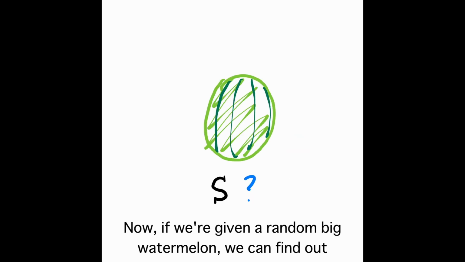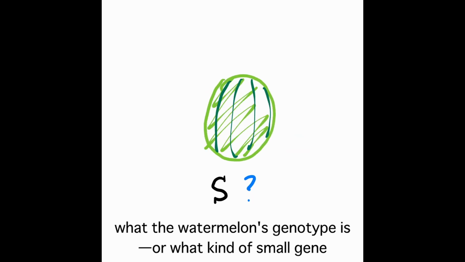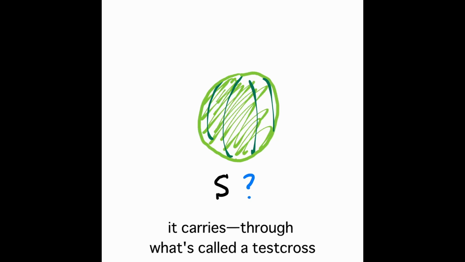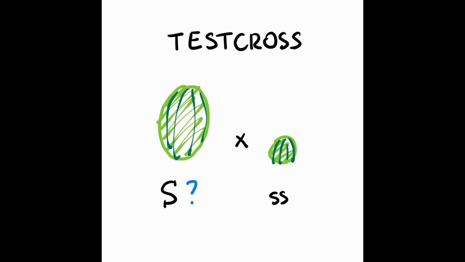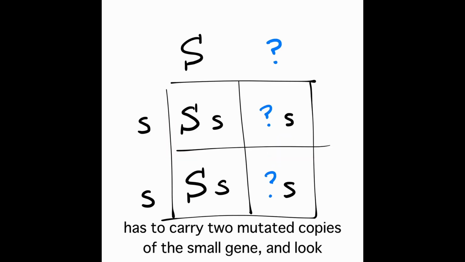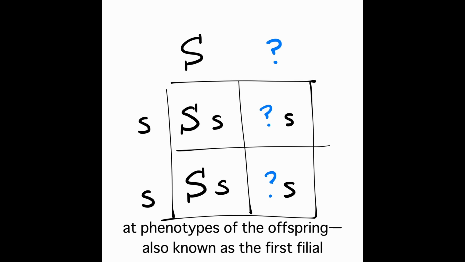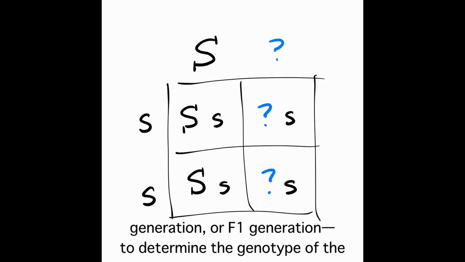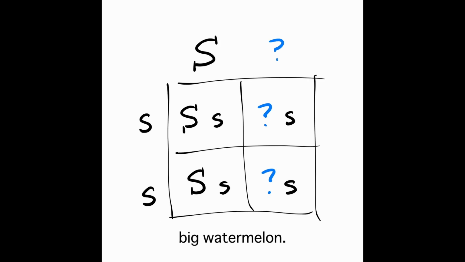Now, if we're given a random big watermelon, we can find out what the watermelon's genotype is, or what kind of small gene it carries, through what's called a test cross. We breed the big watermelon with a small watermelon, which we know has to carry 2 mutated copies of the small gene, and look at phenotypes of the offspring, also known as the first filial generation, or F1 generation, to determine the genotype of the big watermelon.